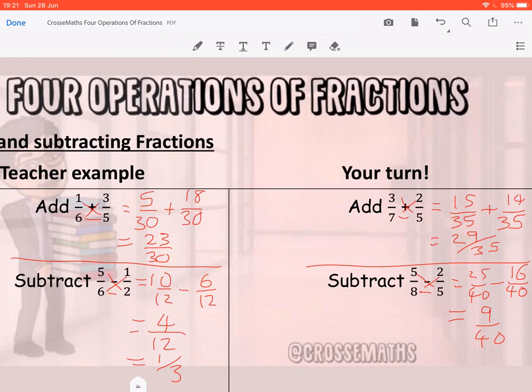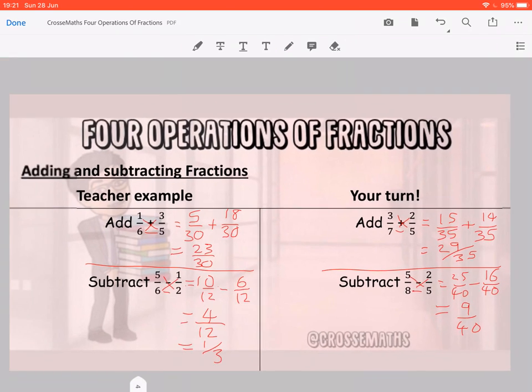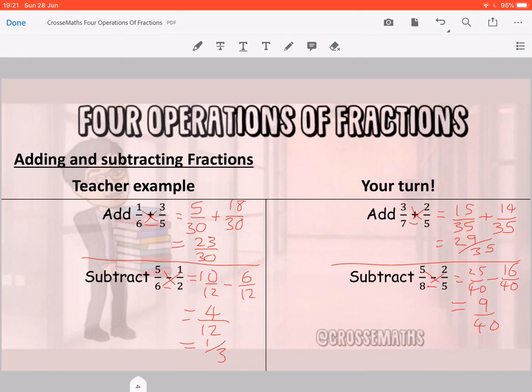Right guys, hopefully you got both of those right. If you got them wrong, don't worry. Make sure you've got your key steps written down. You've got to cross multiply, make sure that the denominators are the same, and then once you're there, you can follow your basic adding subtraction steps. Okay? A little bit more practice.